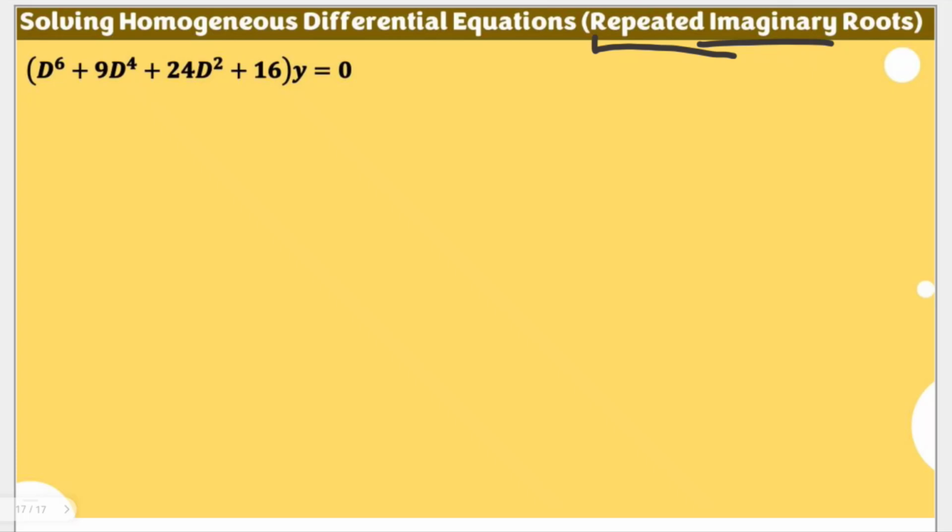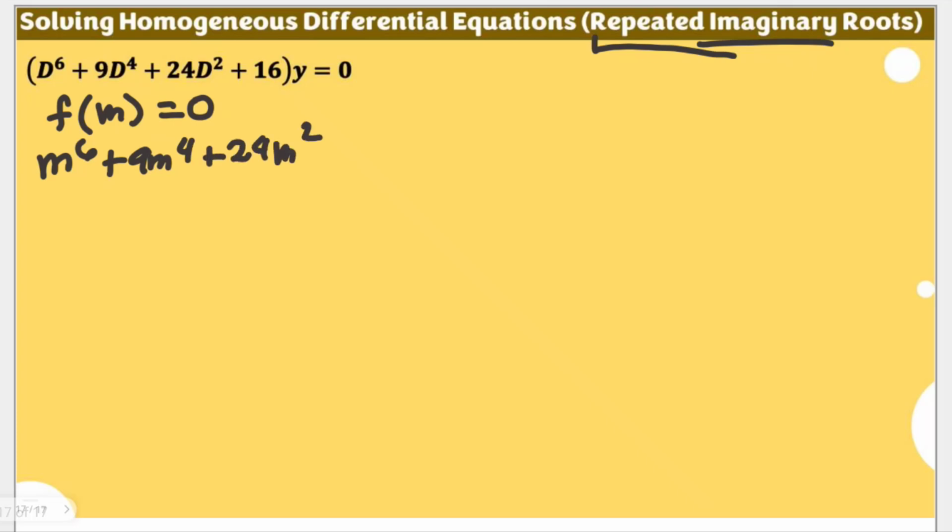Our given here is already expressed in an equation using a differential operator D. Hence, let's move to the creation of the auxiliary equation where we use m, and it would be in this form: m to the power of 6 plus 9m to the power of 4 plus 24m squared plus 16 is equal to 0.